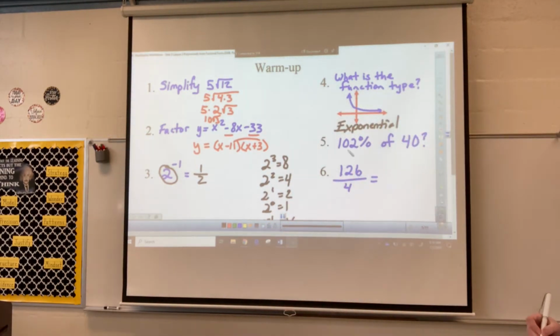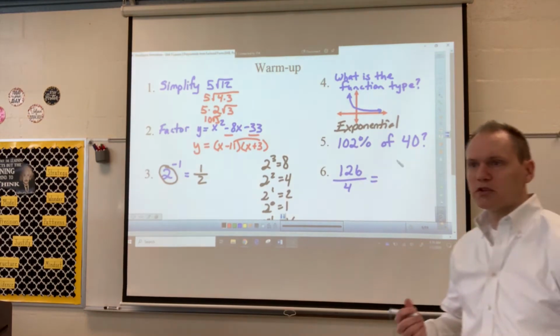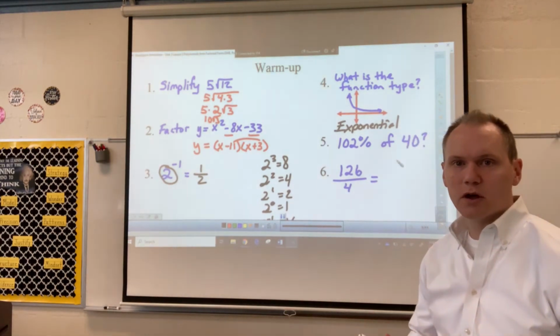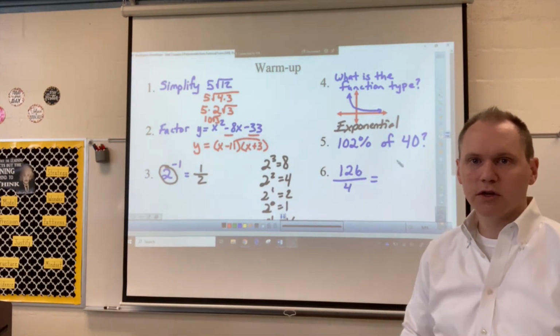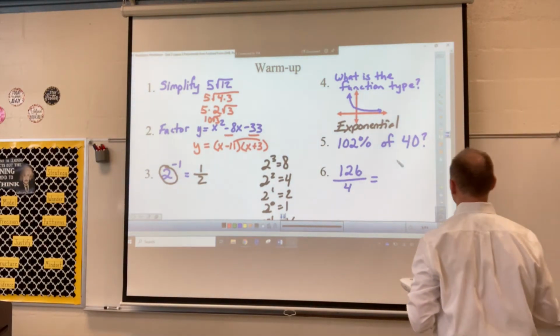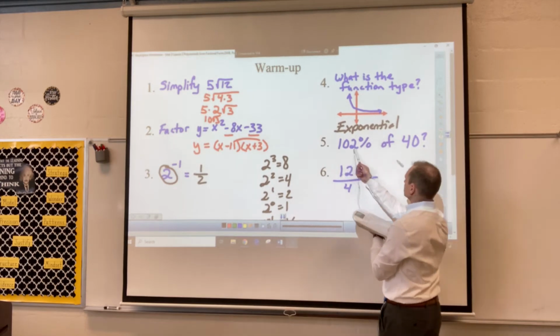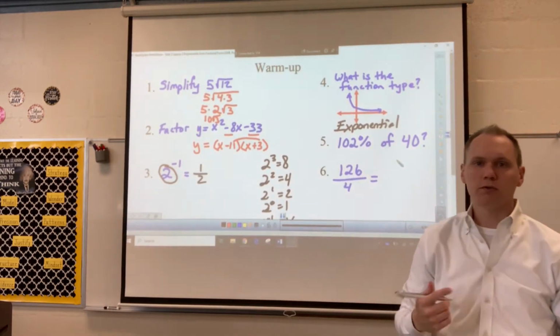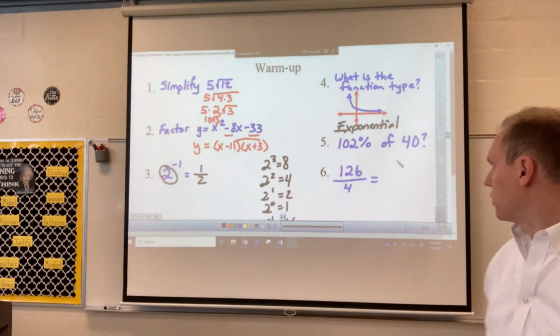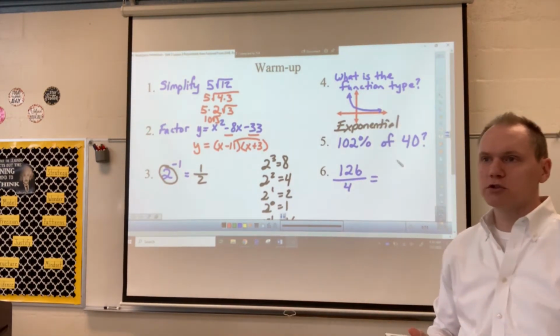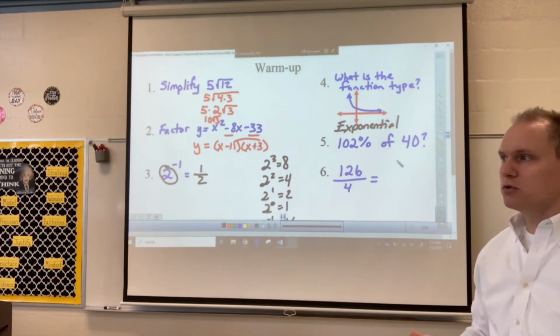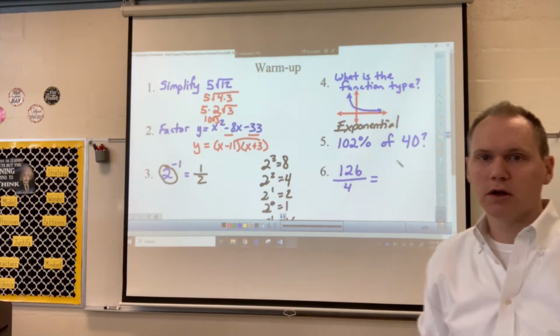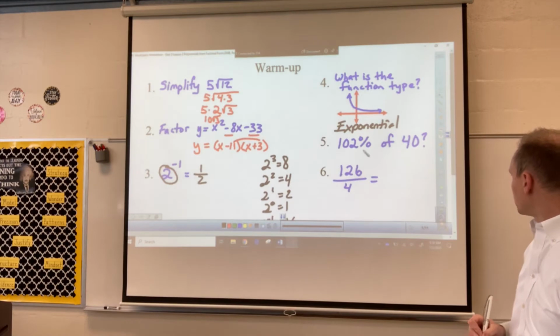Number 5, 102% of 40. So we talked about percents before, and we want to take the numbers involved and reduce or get rid of any trailing zeros. So really we're going to take 102 and multiply it by 4. 102 times 4, let's see, we can multiply by 2 twice instead of 4 at once. So 102 times 2 is 204, times 2 again is 408. So it's going to be some version of 408.